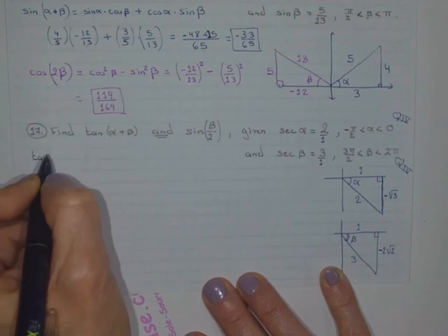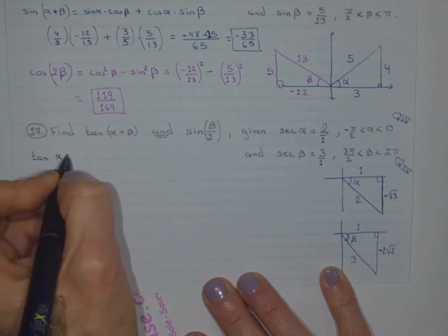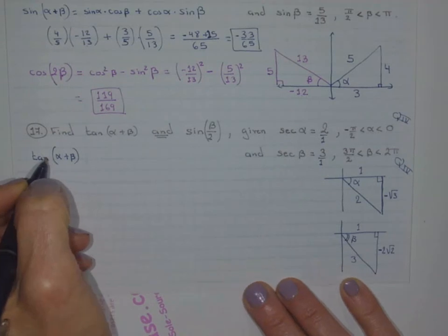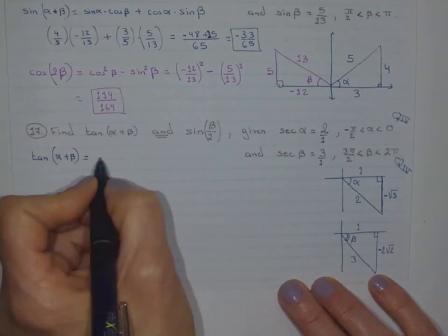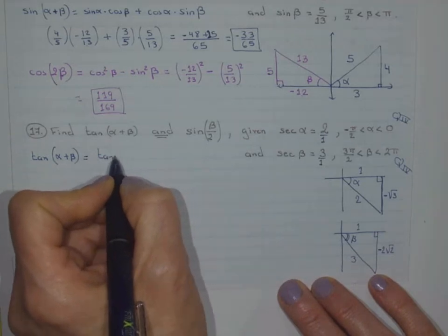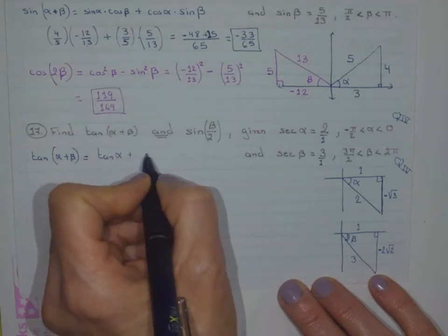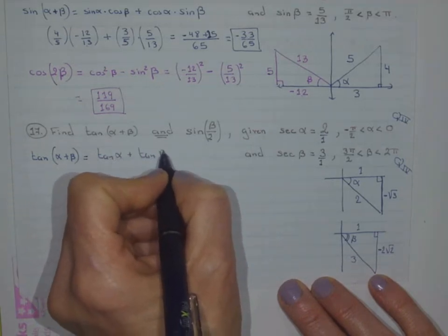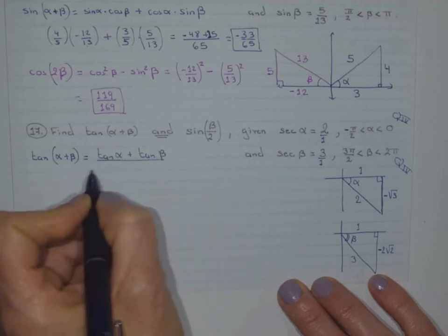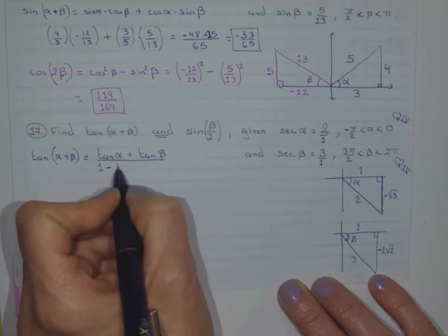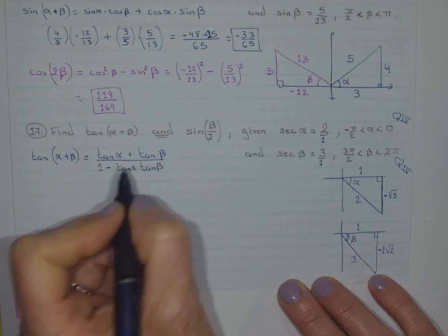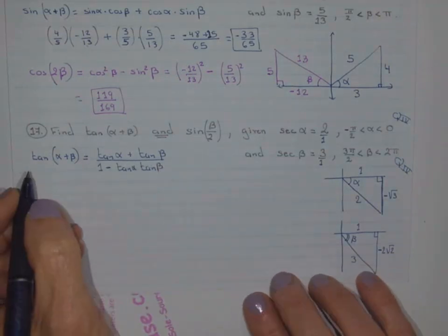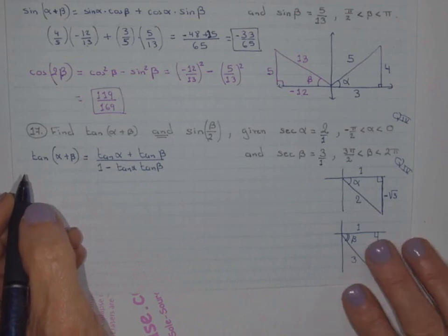So tangent of alpha plus beta. Referring back to our sum formula, we know that the sum of two angles in a tangent will be the tangent of the first angle plus the tangent of the second angle, all divided by 1 minus tangent of the first angle times tangent of the second angle. And at this point now we're just going to plug in what we have, our values.